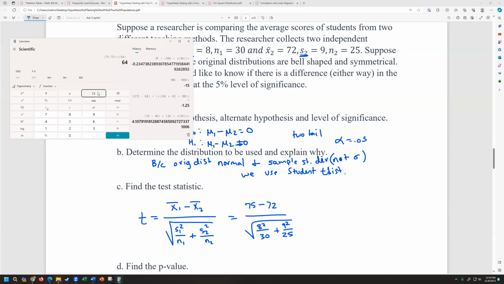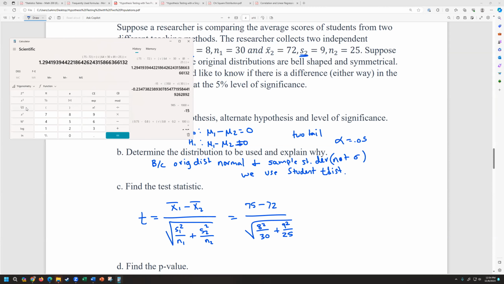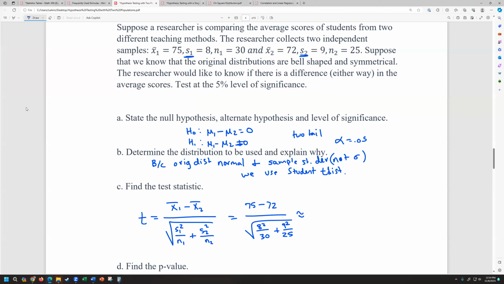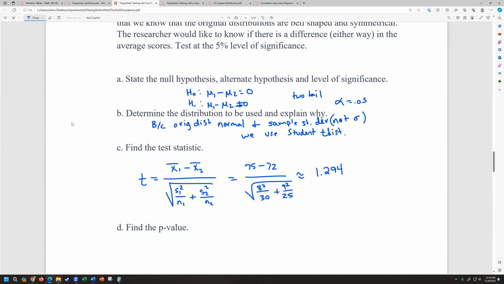So 64 divided by 30 plus, and then I have 81 divided by 25. Close that parentheses and tell it to take a square root of that. Close my denominator parentheses. And I'm getting that that comes out to a test statistic score of 1.294. Okay. I also, because this is student's t, I need my degrees of freedom. So we have to look at both samples. This one was 30, this one was 25, and our smaller one is our degree of freedom. So this would be 24.